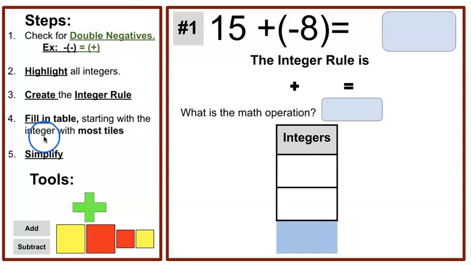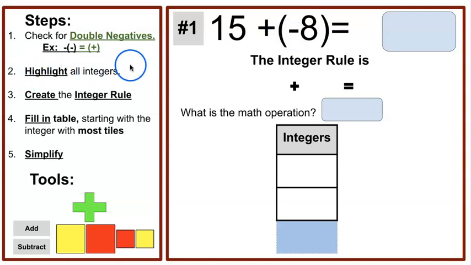Now we no longer have our algebra tiles, now we need to really focus on our rules. So our steps are going to help us. Let's start with number 1. Check for double negatives, and here's an example, they're side by side. If we look over here, we do not have a double negative. So now we can move on to step 2.